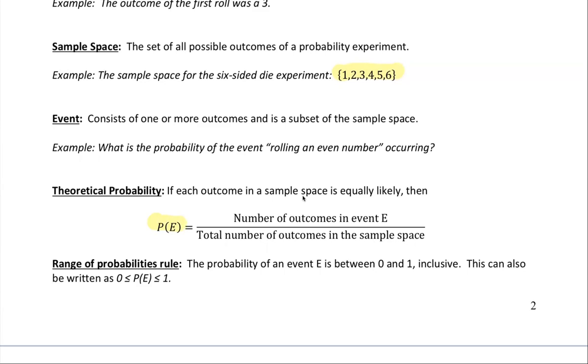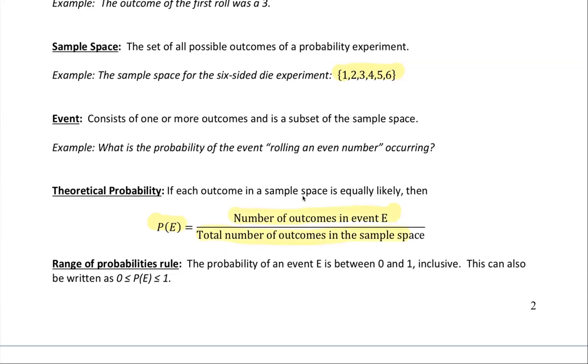outcomes possible, right? And so finally, the range of probabilities. Probability is always between 0 and 1. Could be 0, could be 1, or it's a number in between, right? You'll never have a probability greater than 1, because the reason for that is that top number is always less than or equal to the bottom number, right? So it's always going to be a fraction smaller than, maybe equal to 1 if it's 100% likely.